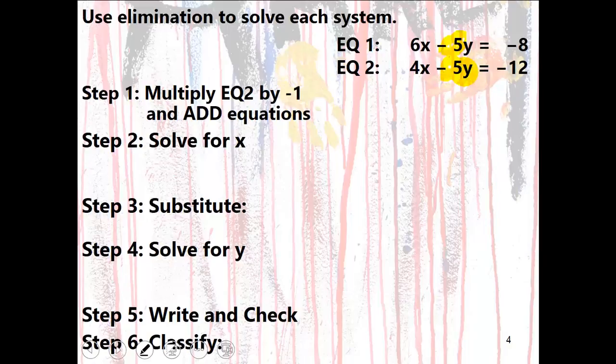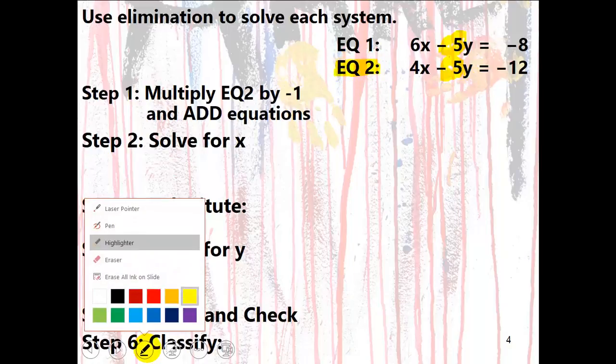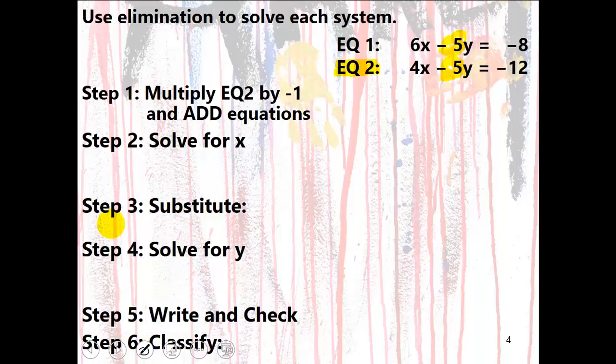So I'm going to multiply equation 2 by negative 1. All right? And when I do that, I'm going to recopy equation 1. So I get 6x minus 5y equals negative 8.